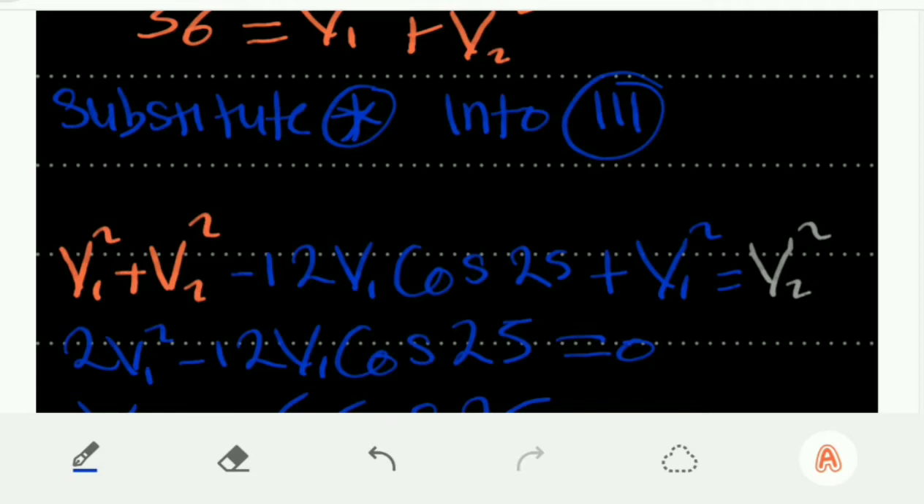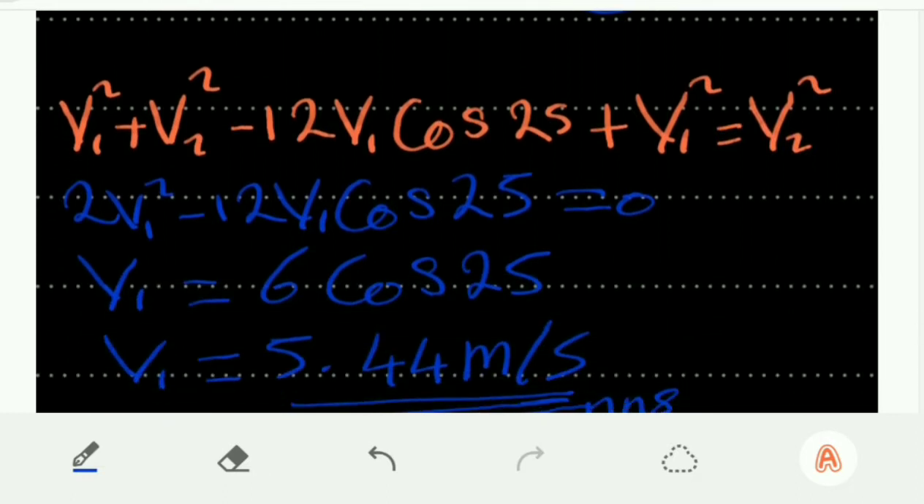Okay, therefore we're going to have that minus 12 v1 cos 25 plus v1 squared equal to v2 squared. So then after that, we notice that the V2 on the left hand side and the V2 on the right hand side are going to subtract, and they will be out of the equation, and the V1 squared is going to add with the other V1 squared, like that. And then we're going to have 2V1 squared minus 12V1 cos 25 equals 0.